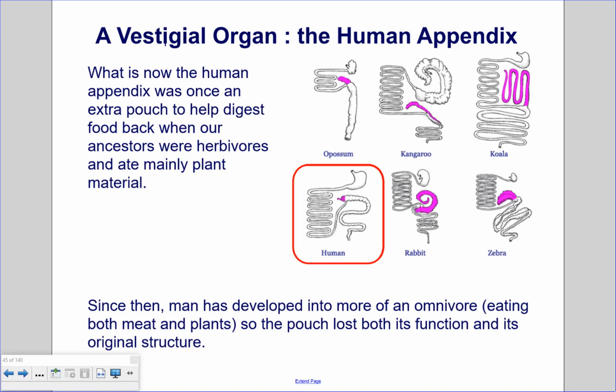Highlighted in purple, we can compare the size of the appendixes relative to the size of the whole GI tract, and we can see in the humans it's just very small compared to the zebra, for instance, which has a much bigger appendix because zebras are just herbivores, and so the appendix has more enzymes and other chemicals that help break down the grassy materials that they eat.